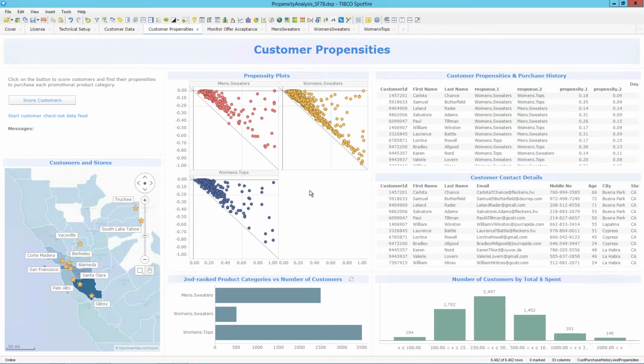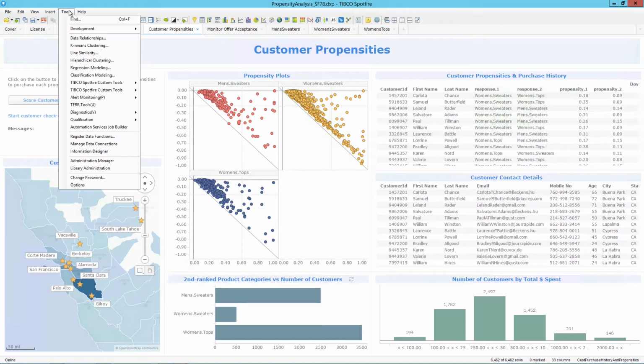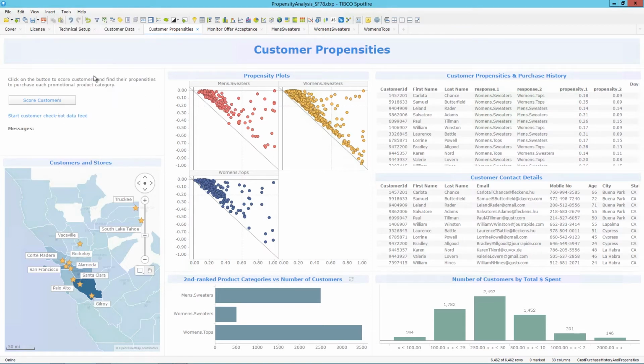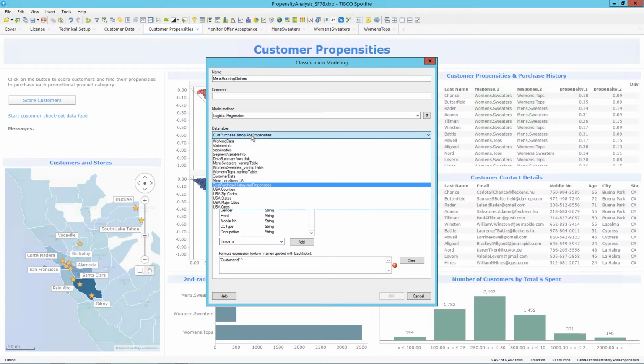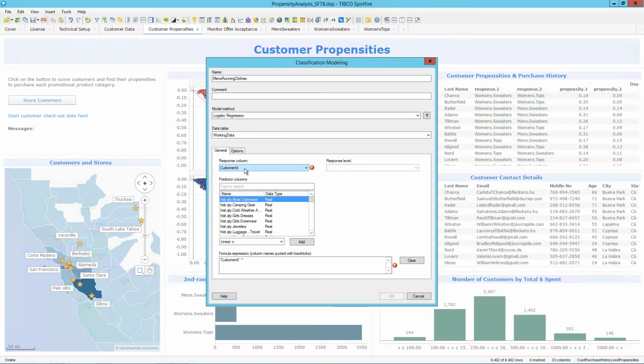Now, we decide to add a fourth product, men's running clothes, to our promotion. As the marketing analyst, we can create a propensity model for men's running clothes using the built-in modeling function in Spotfire. We build a logistic regression model which gives us the propensity score for our customers buying men's running clothes. We train the model using the historical customer purchase data.